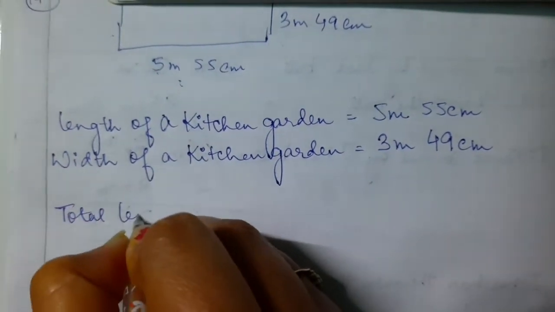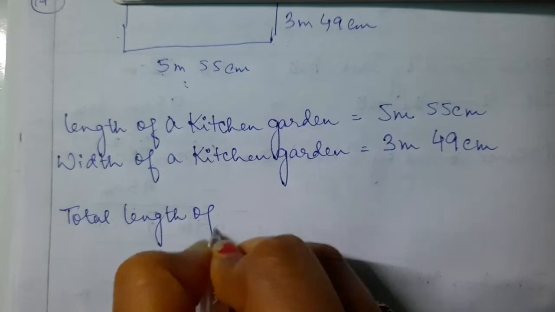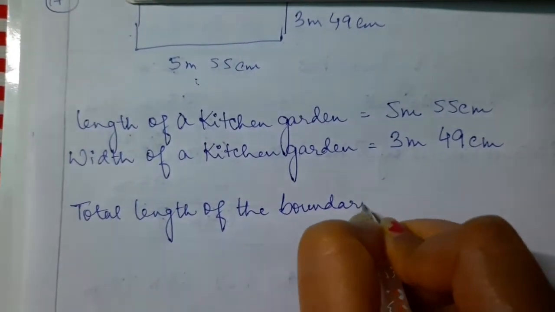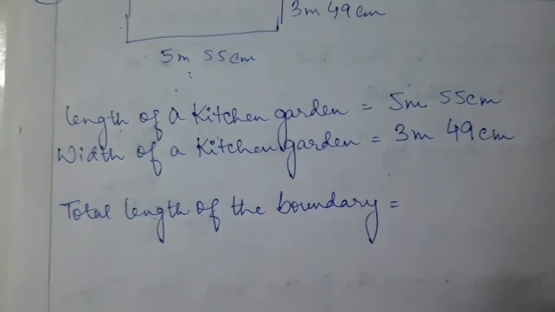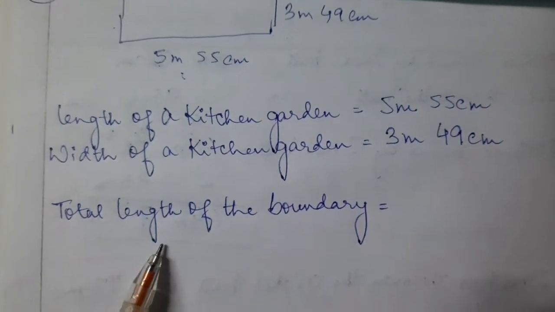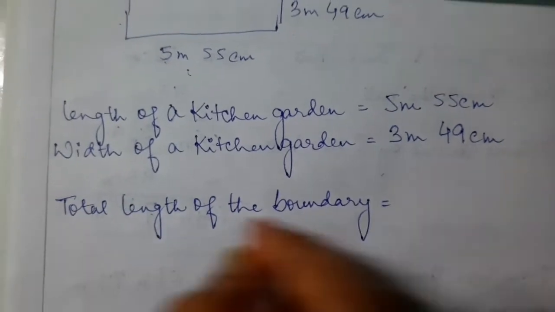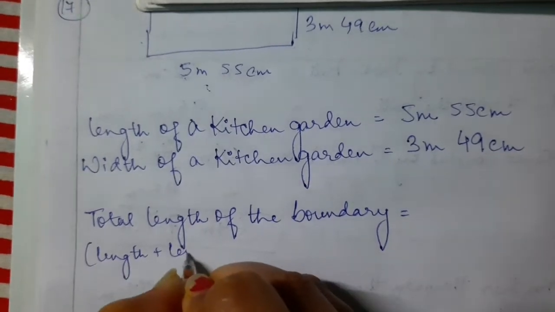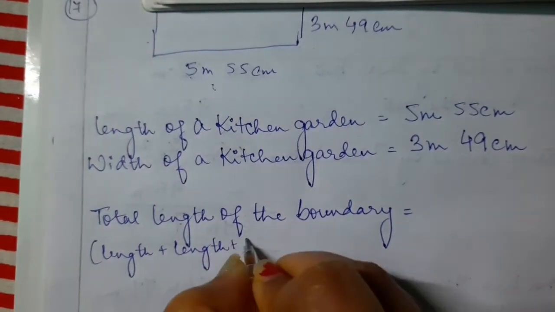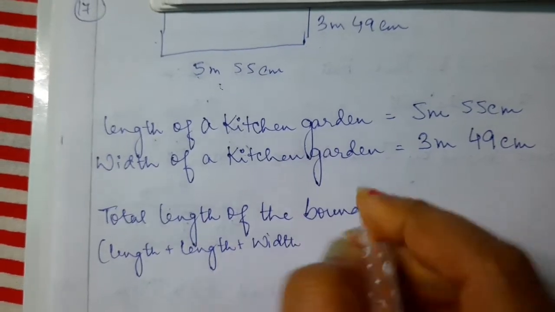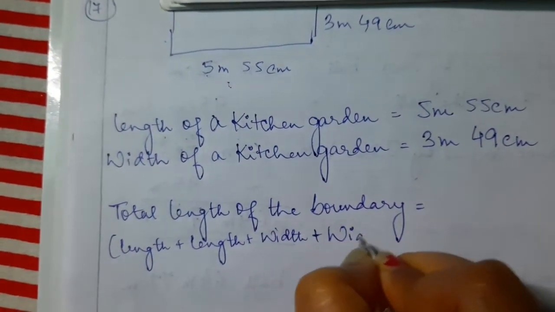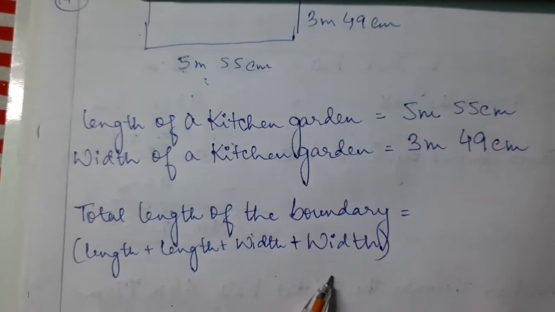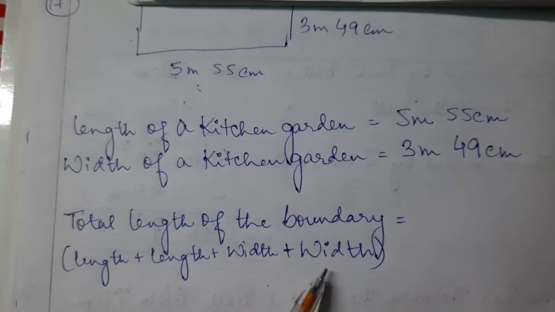Total length of the boundary is equal to what? Same thing. We are finding out the total length. We have to add. Before addition, let's write here length plus length plus width plus width. Length plus length plus width plus width. We are writing how we are solving the question.